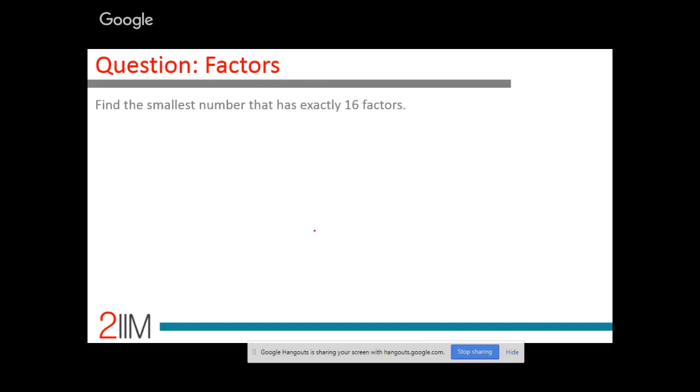Some number that has 16 factors. And then we'll work from there. And we want to find the smallest natural number that has exactly 16 factors. Once we find some natural number that has exactly 16 factors, we can work from there.